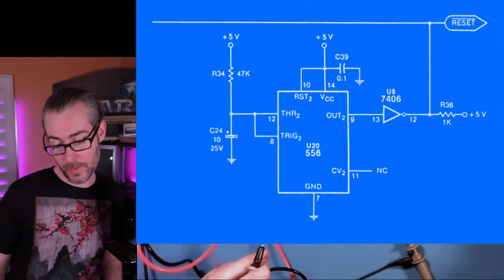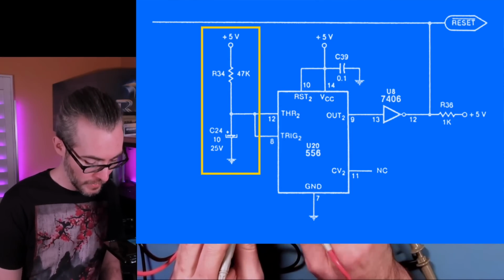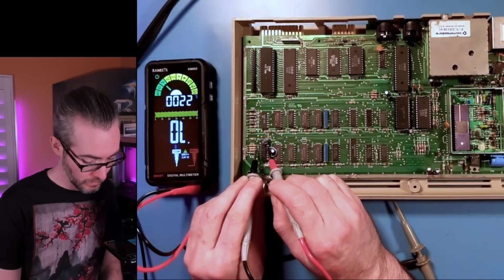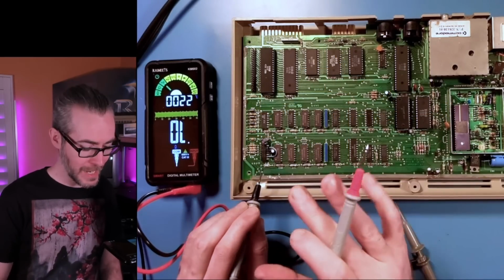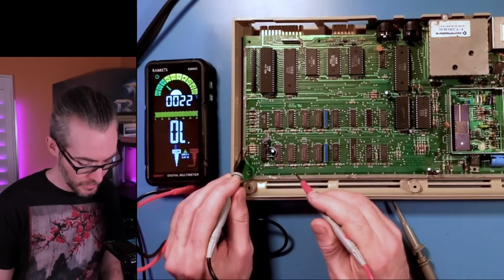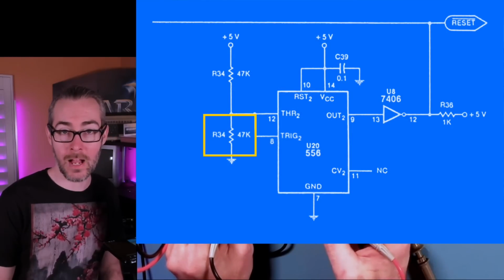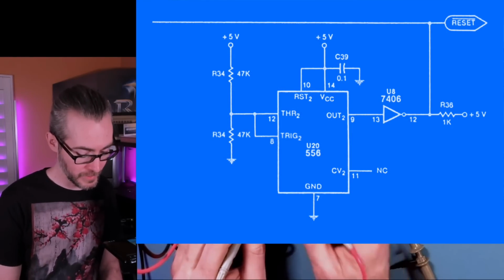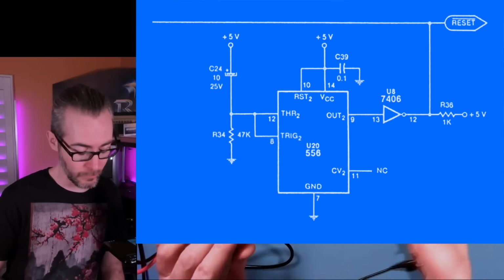Speaking of the threshold pin, the C24 and R34 are connected to the threshold pin. However, they're actually flipped upside down from how they appear in the schematic. So you can see this R34 is actually connected to ground instead of being connected to 5 volts, and likewise the capacitor is connected to 5 volts instead of ground.